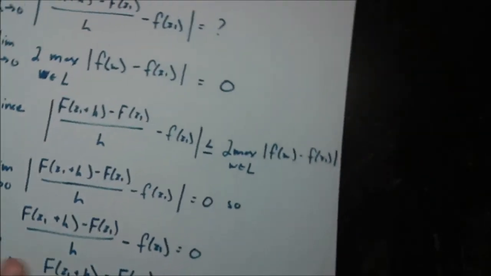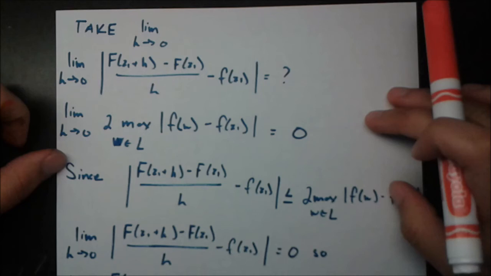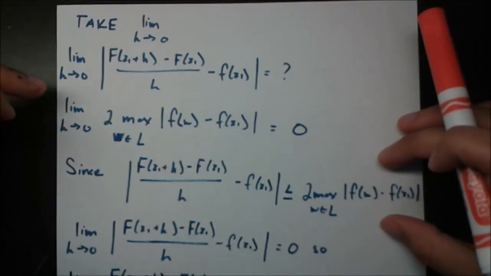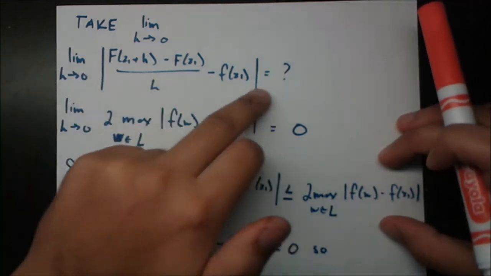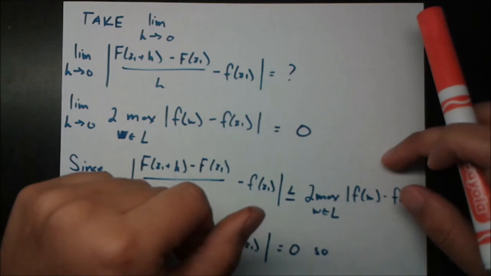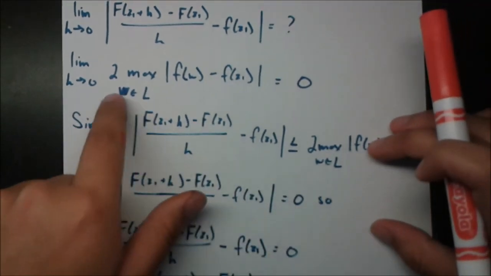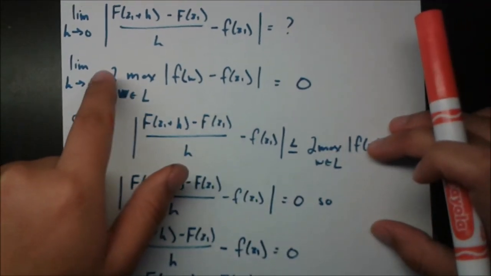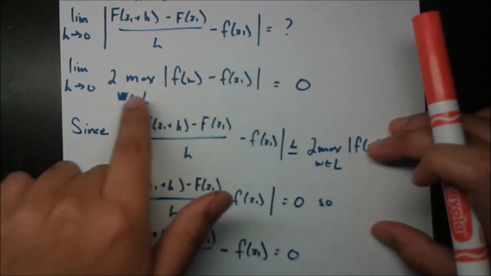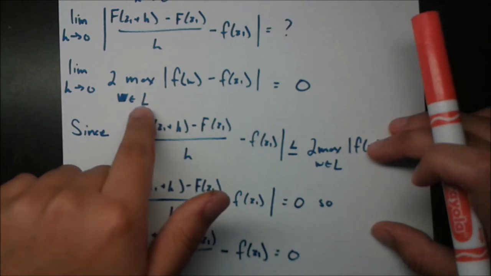So we are almost done with this. Okay, so now we want to take the limit as h approaches 0. And we want to find the limit as h approaches 0 of this, because this is starting to look like a derivative thing, and we would like to see if we can follow through with that. So we're going to take the limit as h approaches 0 of 2 times maximum of modulus f of w minus f of z1 when w is on L.